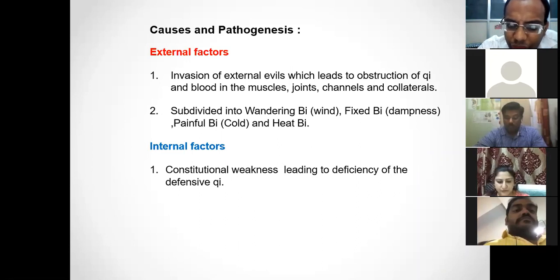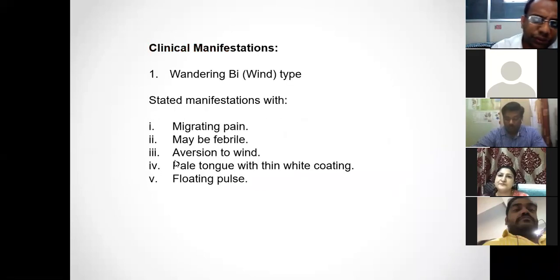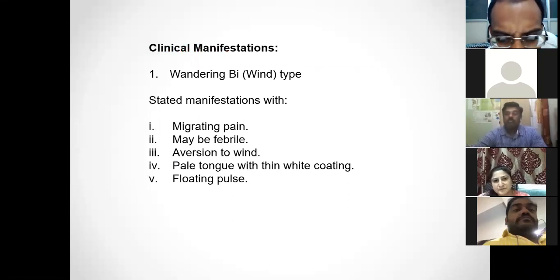So constitutional weakness leads to deficiency of defensive Qi. Whenever there is a deficiency of defensive energy, you suffer from this: pain of the muscles and joints with limited movement. The manifestation with migrating pain may include fever, aversion to wind, pale tongue with thin white coating, and floating pulse.